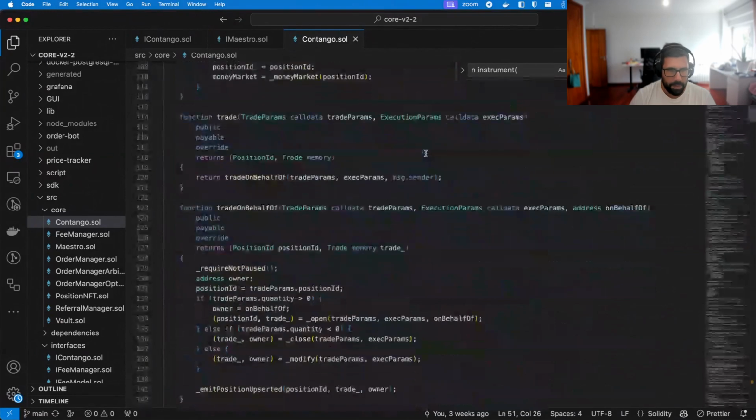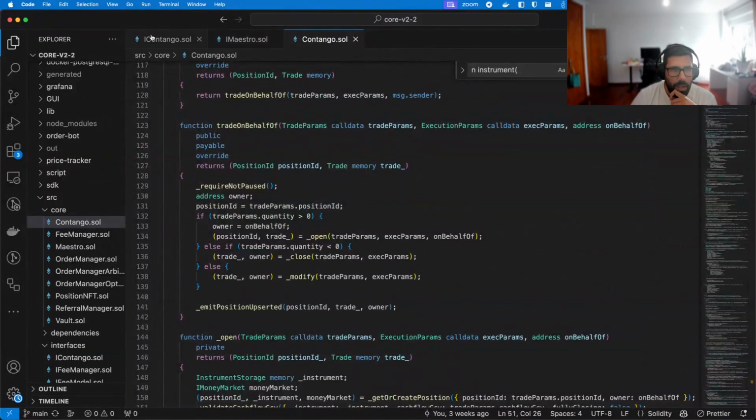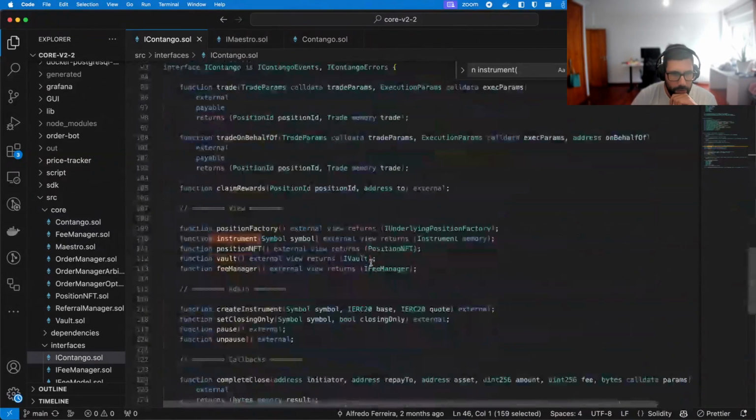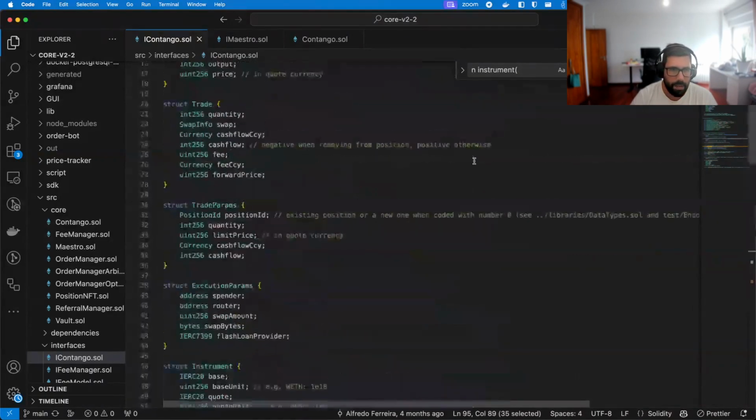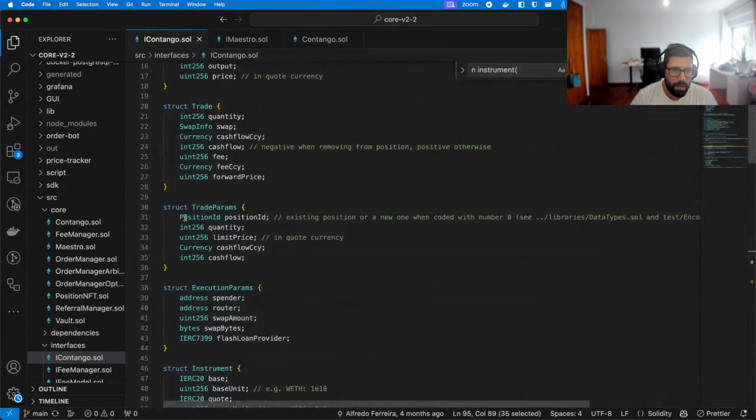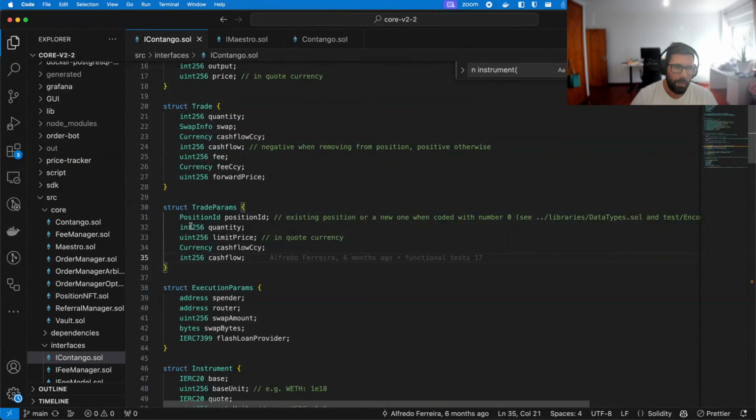And then for the trading, it's not trivial. So let's start with the API. When you call the trade function, you need to provide these two structs. We split what we call trade params from the execution params. The main difference is that the trade params is what you would define as a user in the ticket. If I am creating or editing a position, I'm going to have a position ID. Otherwise, the position ID is going to be 0.